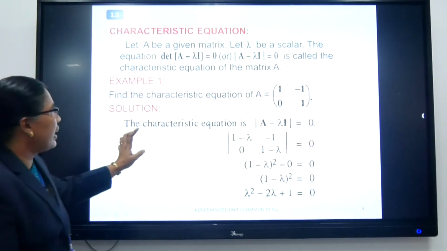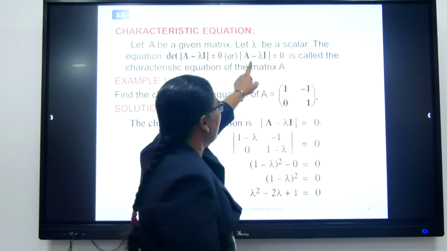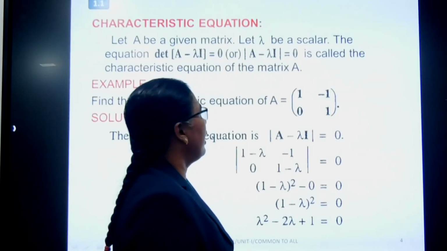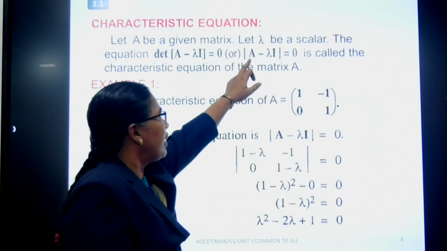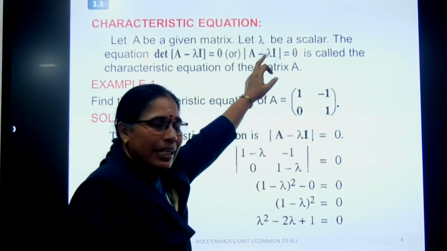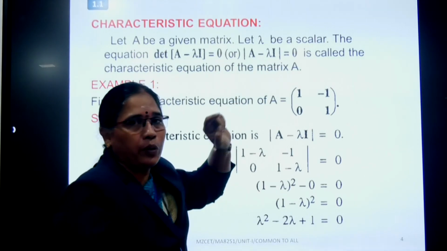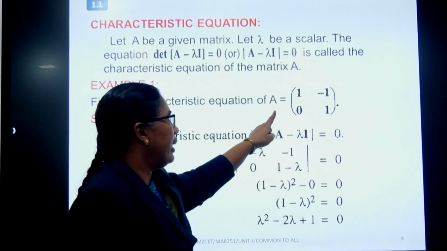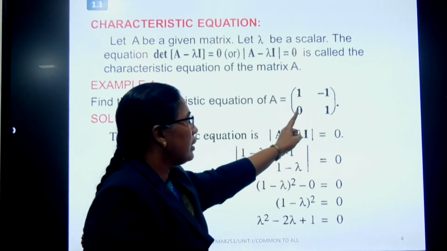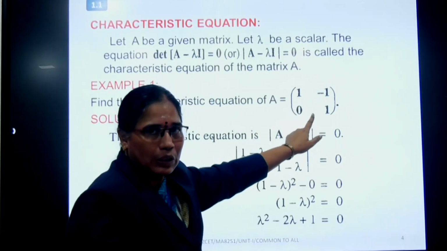So for a given matrix, we find the characteristic equation. We use the formula determinant of A minus lambda I is equal to 0. Here A is nothing but the given matrix, lambda may be any scalar, and I is nothing but the unit matrix. So for example, now consider the matrix A equal to 1, minus 1, 0, 1. This is a 2 cross 2 matrix.